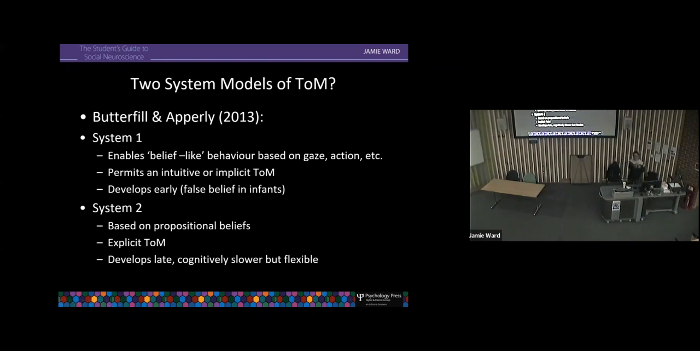So it's what we see in this kind of weird watermelon study where the watermelon moves between the boxes. And then there is another system that is based on more explicit beliefs, develops late and is cognitively slower, rather than intuitive. So they argue that this is the early developing, this is the late developing.